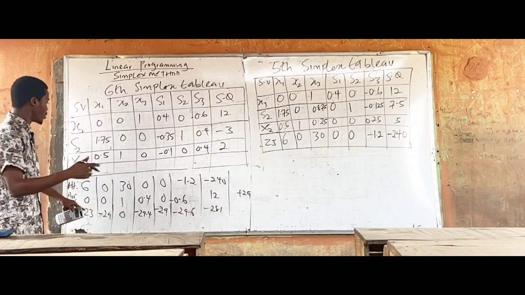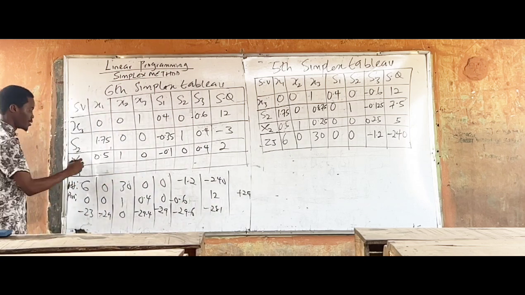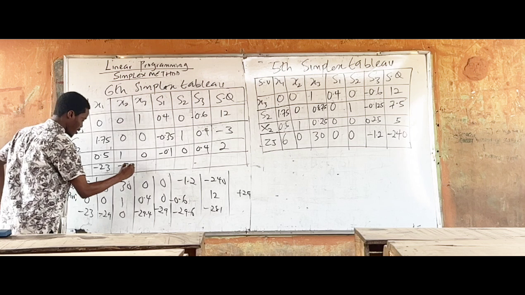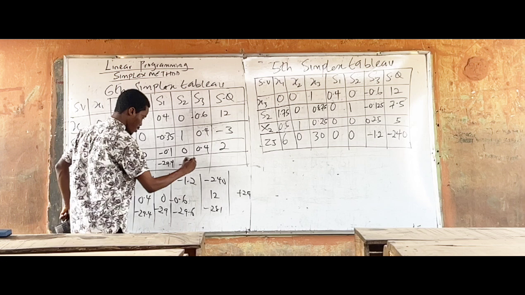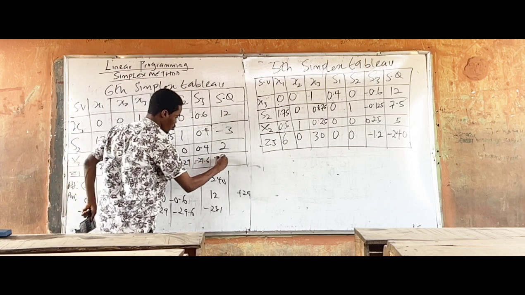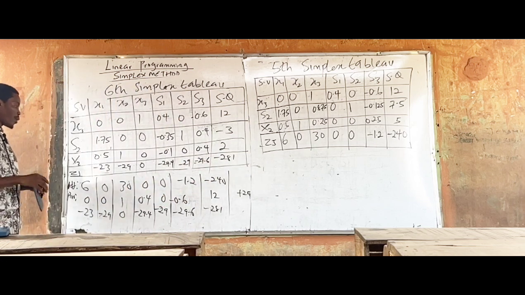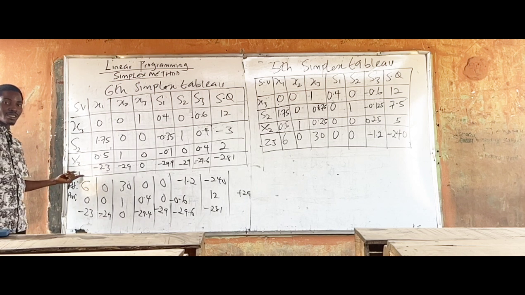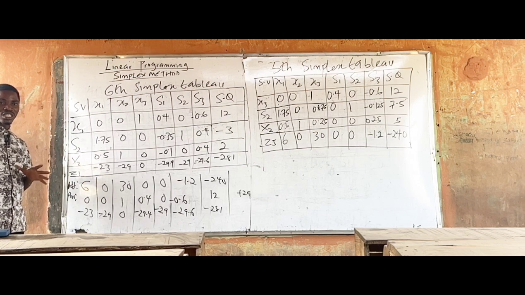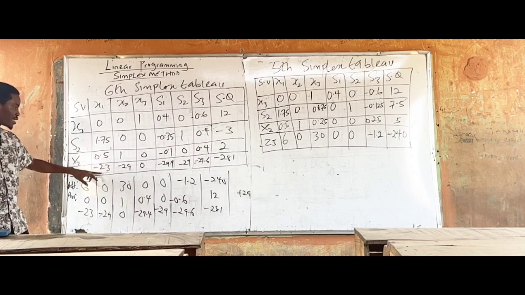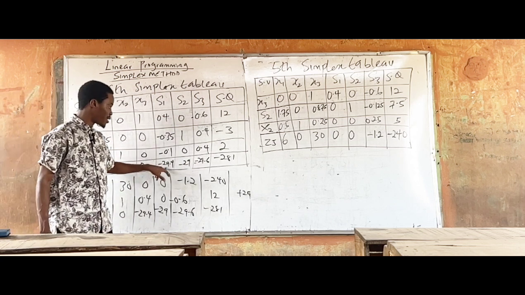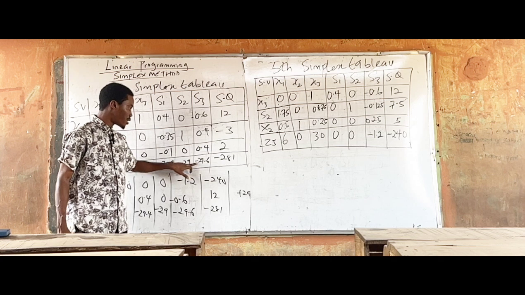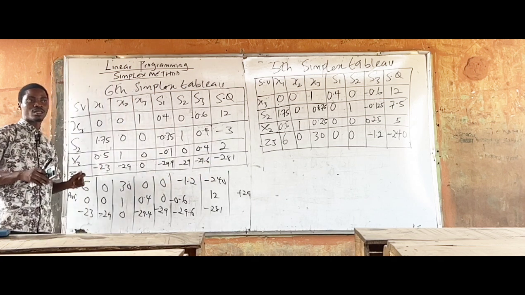It means this is my new element for my ZJ: minus 23, minus 29, 0, minus 29.4. Then minus 29, minus 29.6. Then minus 281. If you look at this element in the ZJ, it means our optimal solution is achieved, because we are able to get our elements either 0 or negative. So this is negative, this is negative, this is 0, this is negative, negative, negative, and this is negative. It means our optimal solution is achieved.